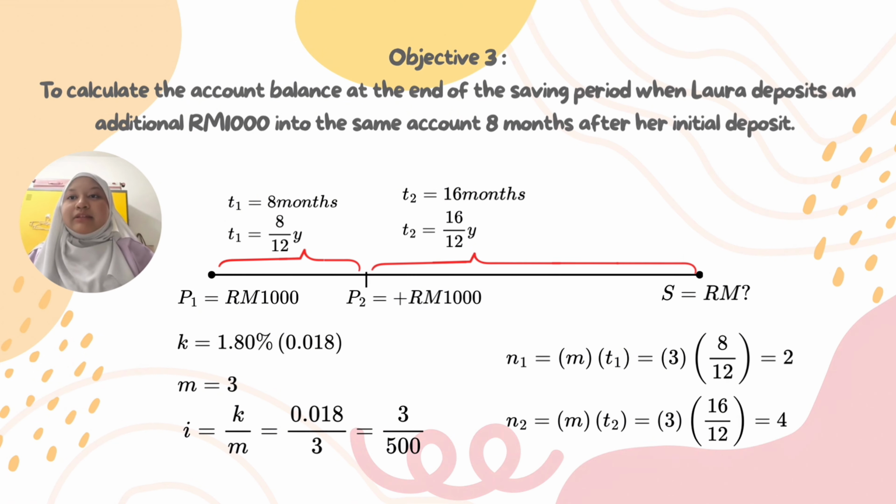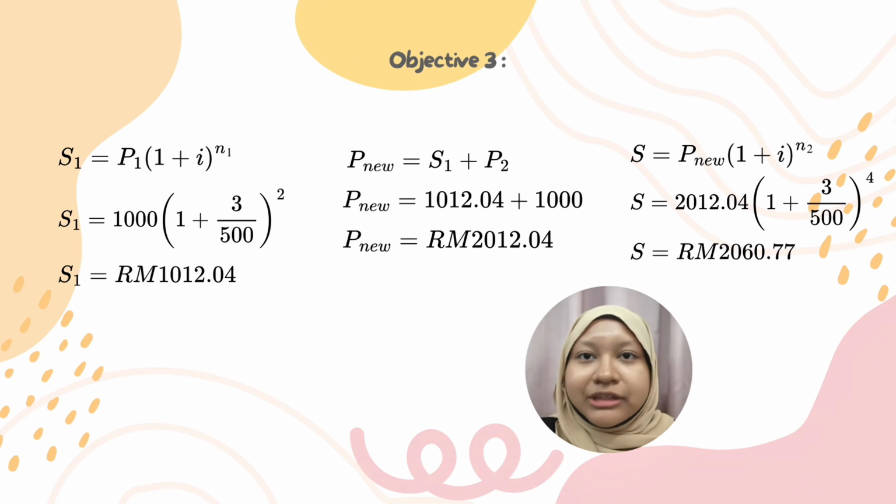We will end up with 3/500. Since we have 2 different periods, we will have 2 N, or number of interest periods. N1 equals M multiplied by T1, which is 3 multiplied by 8/12, which equals 2. N2 equals M multiplied by T2, which is 3 multiplied by 16/12, which equals 4.